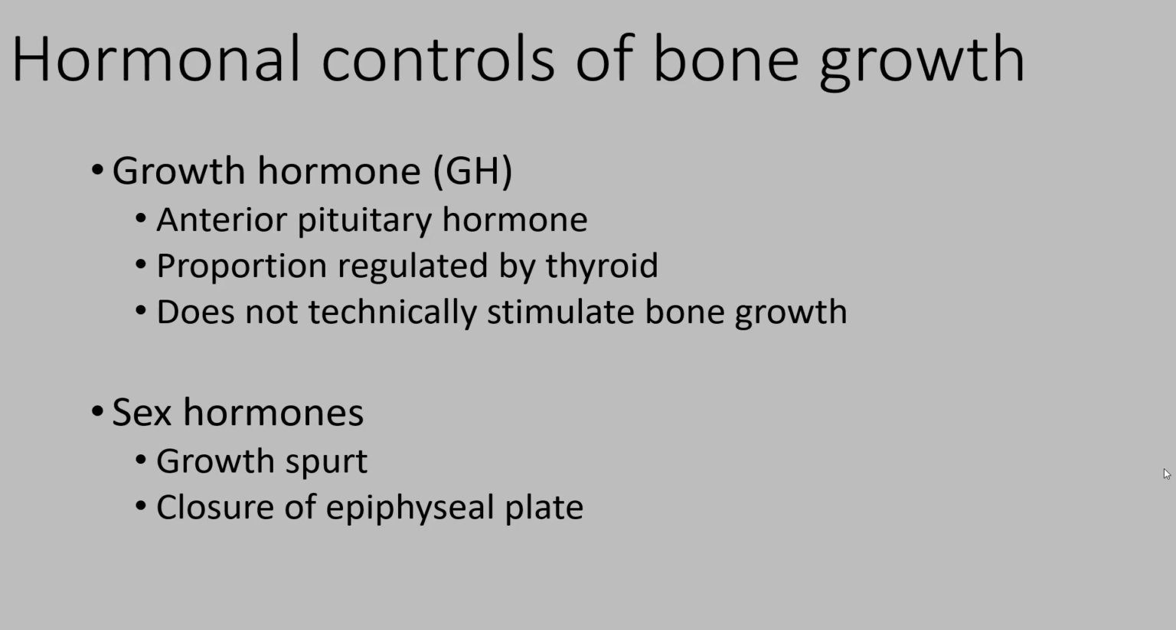Okay, so hormonal control of bone growth. Bone growth is under the control of a few different hormones. First, let's talk about growth hormone, which is produced by a gland in your brain called the anterior pituitary gland. The anterior pituitary gland makes a bunch of different hormones. One of them is called growth hormone, or GH. And growth hormone is what triggers bone growth, sort of. We'll get to that in just a minute.